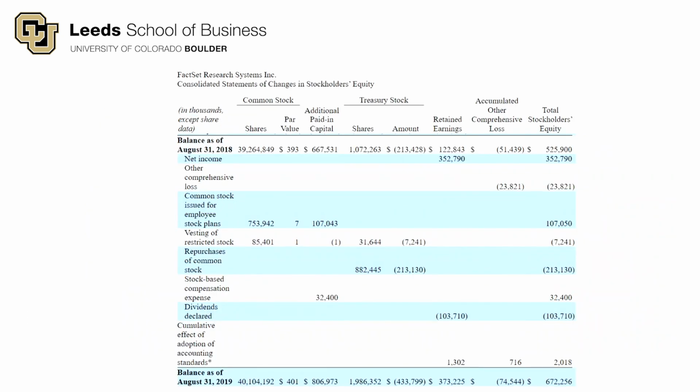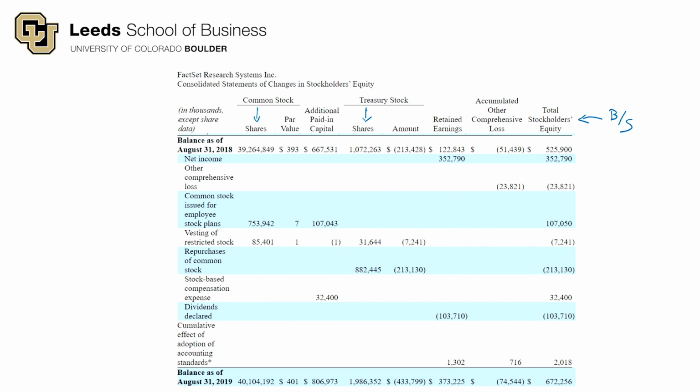Now we'll move to their statement of stockholders' equity. What this does is it takes all of these balance sheet accounts. These accounts all come from the balance sheet, and you can see they're listed across the top here. In terms of common stock and treasury stock, not only do they give you the dollar values in those accounts, but they give you the number of shares that are sitting in those accounts.